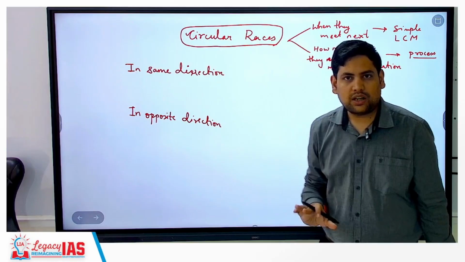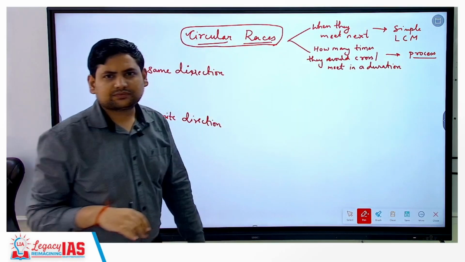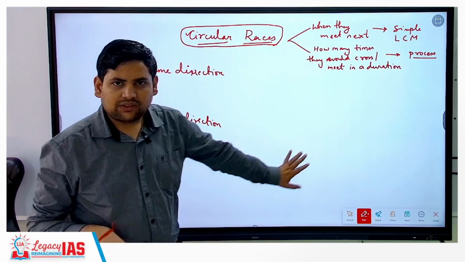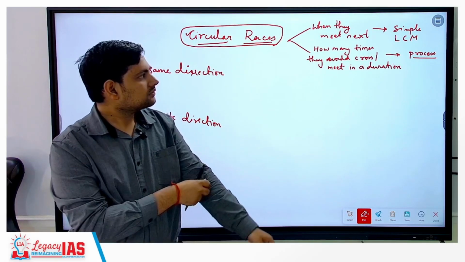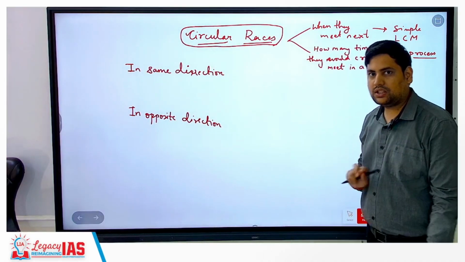This is the last part of it, where we'll be dealing with circular races. This is the most advanced this topic gets. Now, see, in circular races, you see two kinds of questions that are asked.